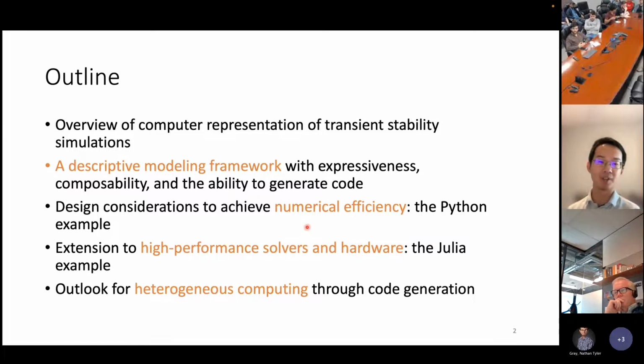And then we will talk about some design considerations to achieve high numerical efficiency and show a Python-based example. That will be extended to high-performance solvers and high-performance hardware in the Julia programming language. And in the end, I'll provide an outlook for heterogeneous computing through code generation.